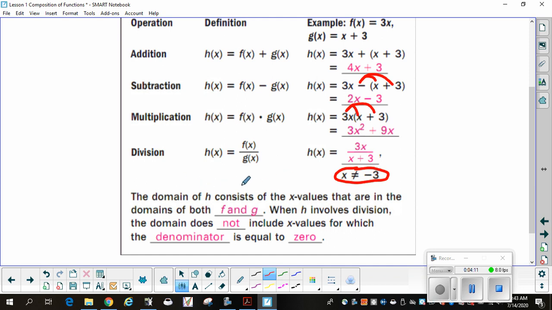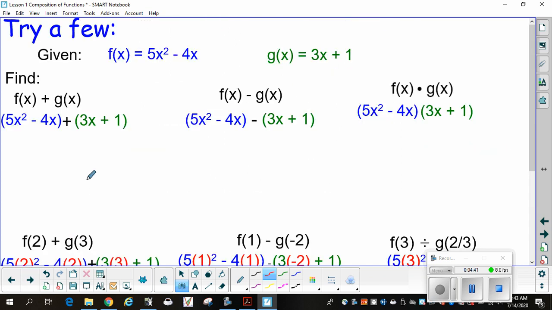The domain of h consists of the x values that are in the domains of both f and g. When h involves division, the domain does not include x values for which the denominator equals 0. Essentially, we're just looking for our restricted values. That's the only real thing that you're doing, and it's only when you've got division, okay? Now, that's all stuff that we've done before. You've played with it before.